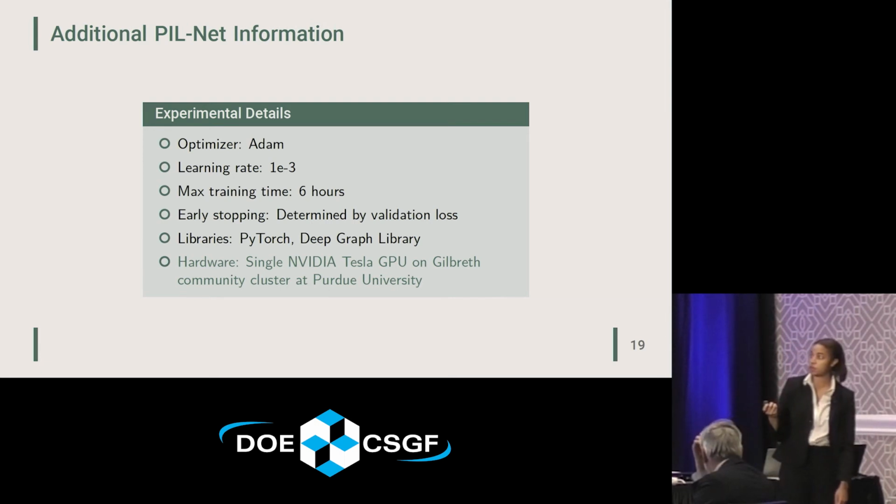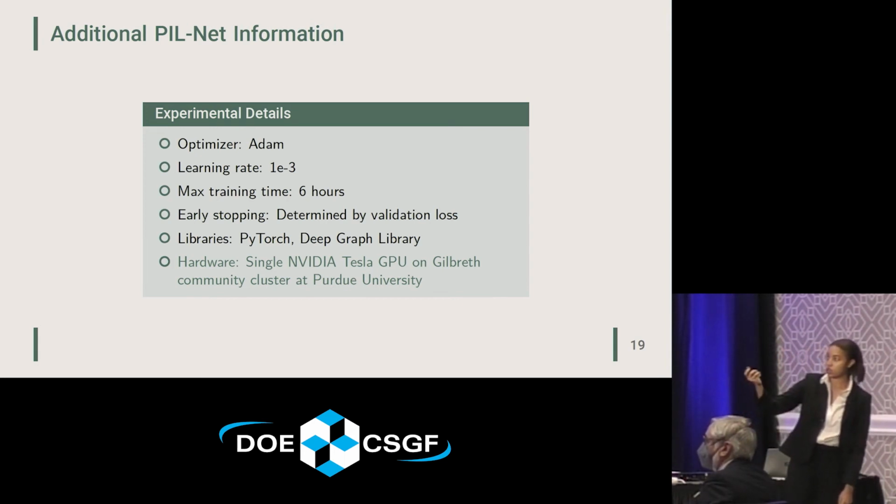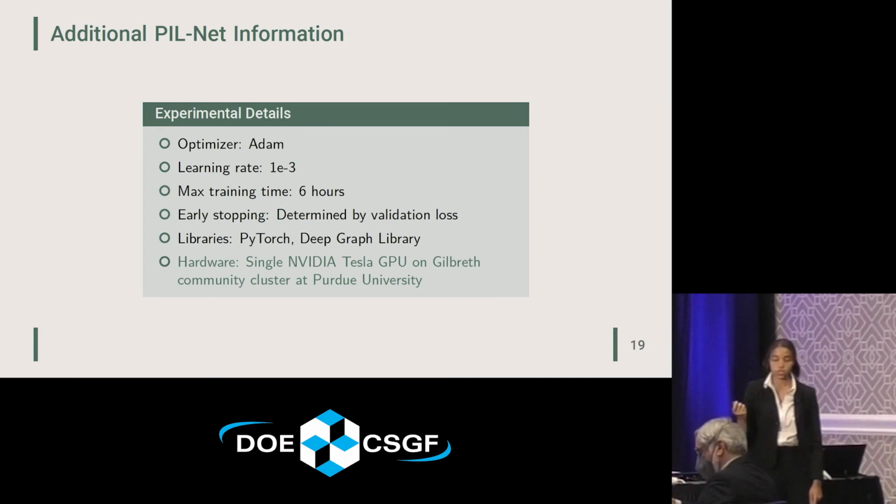For each of these experiments, we used a maximum training time of 6 hours, but most of them stopped well before 6 hours because we implement early stopping determined by validation loss. Basically we have this patience of 100 epochs, and if within 100 epochs either the minimum validation loss or the median doesn't improve, then we stop training early. And I'll note that we ran these codes on a single GPU on the Gilbreth Community Cluster at Purdue University.